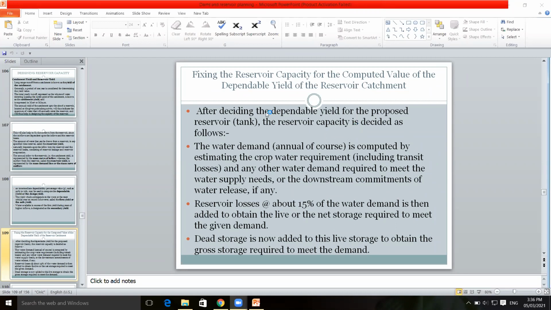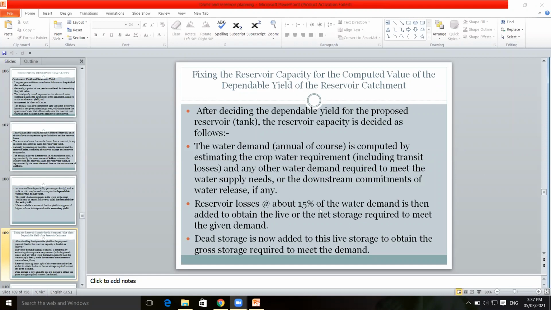Then the steps involved in finding the reservoir capacity, depending upon the dependable yield. What are the steps involved? First, we calculate the water demand, computed from the crop water requirement. Then the water demand required to supply water for domestic purpose, for the cities, towns, and for industrial purpose, and for irrigation purpose. So the first step is to calculate the water demand by considering all requirements.